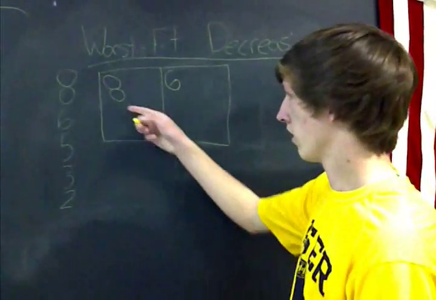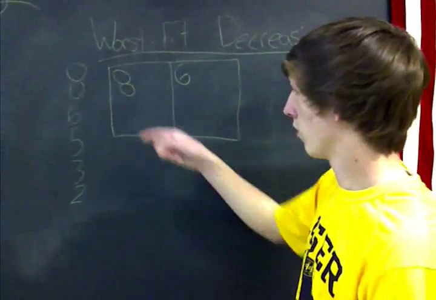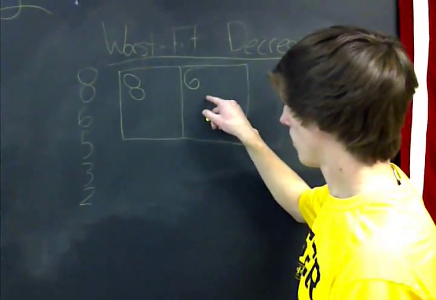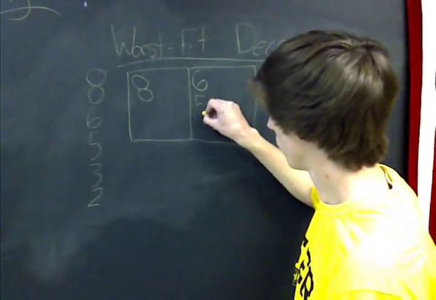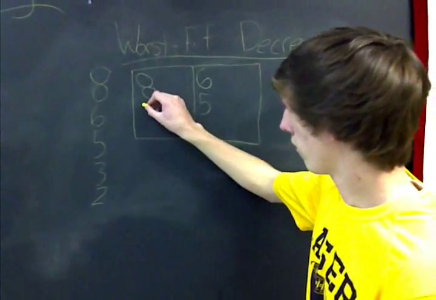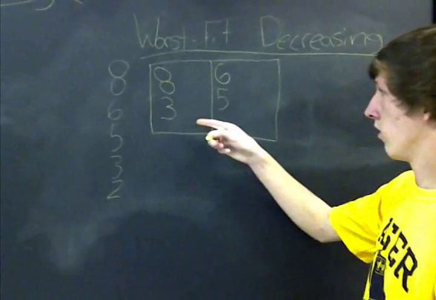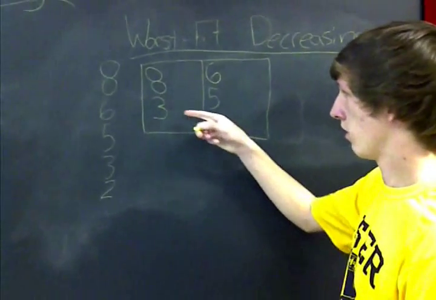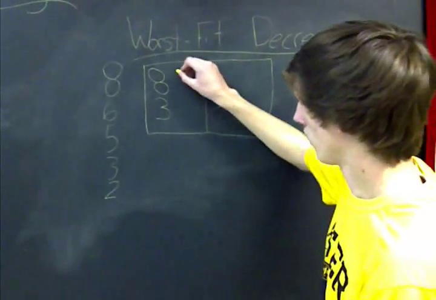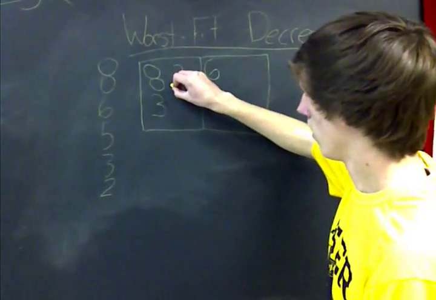And then 5 can't go in the first one because the second one has more room. 3 is going to go in the first one. And then 2 can go in either the first or the second one. It doesn't make a difference because they both have 11 in each. So I'm just going to put it in the first one.